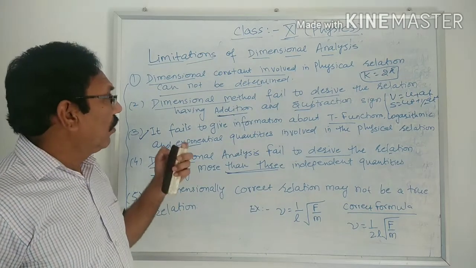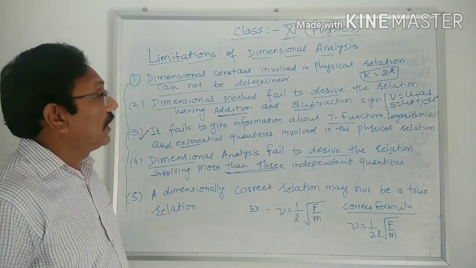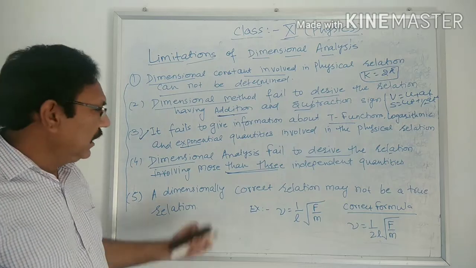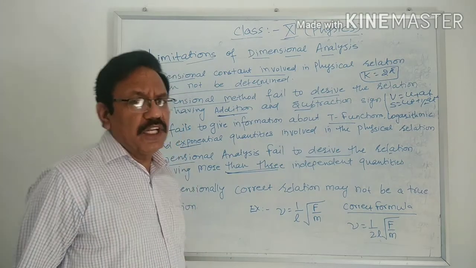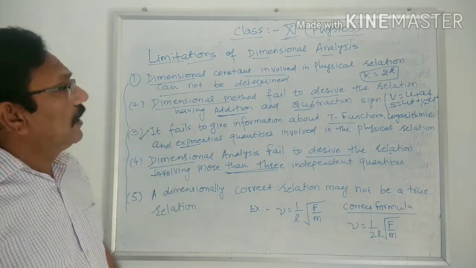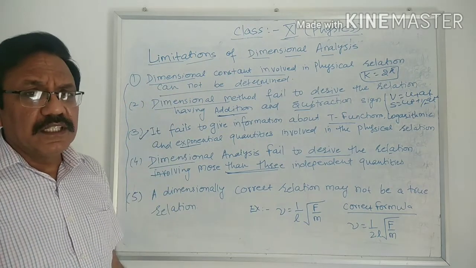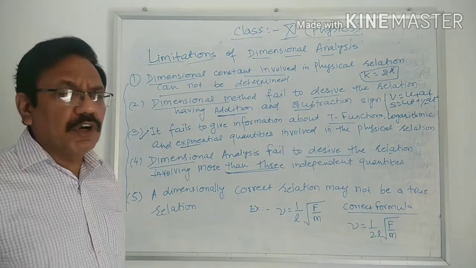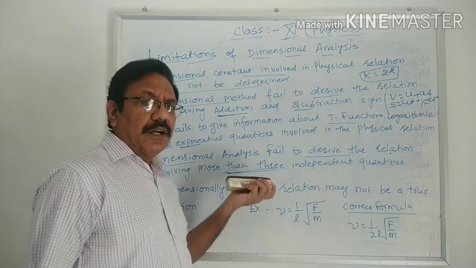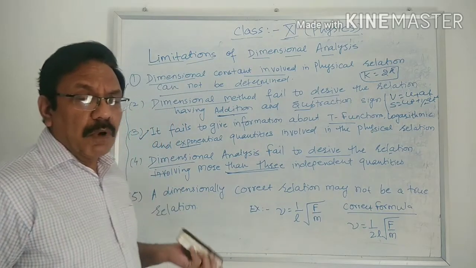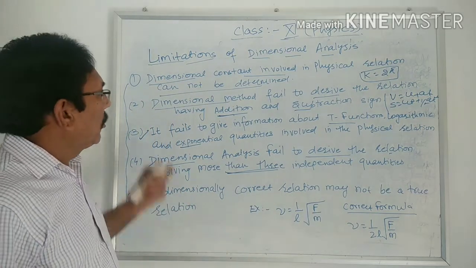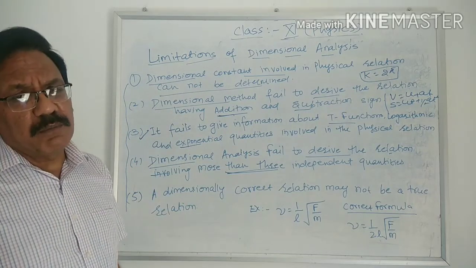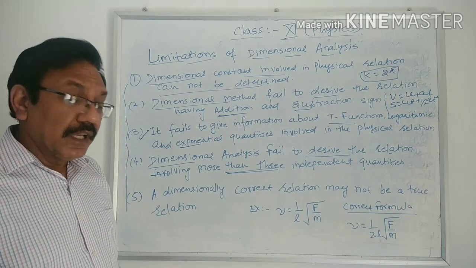This is one of the important limitations of dimensional analysis. Only relations involving mass, length and time can be derived by the methods of dimensional analysis, and expressions involving current, temperature, amount of substance or luminous intensity cannot be derived by the methods of dimensional analysis.